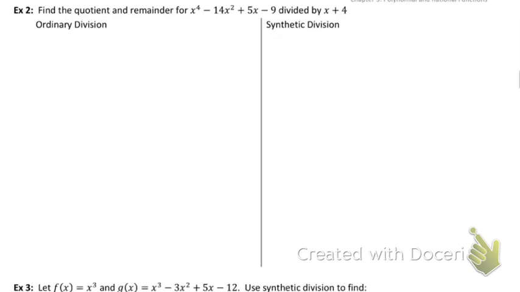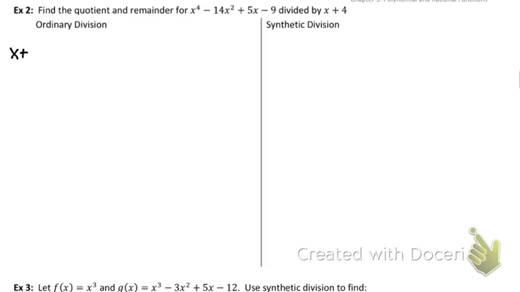All right, we're going to go ahead and do that again. This time we're going to do one slightly different. So this one we're supposed to find the quotient and remainder for x to the 4th minus 14x squared plus 5x minus 9, and we're supposed to divide that by x plus 4. So let's start off with ordinary division.